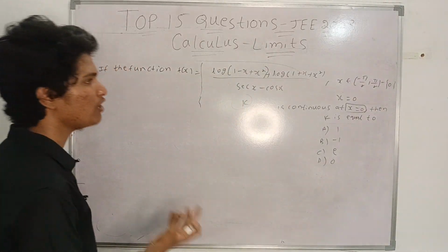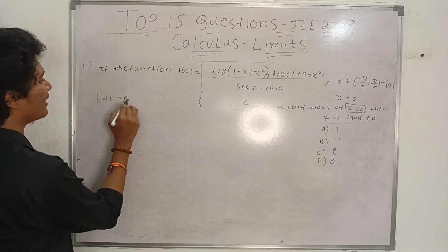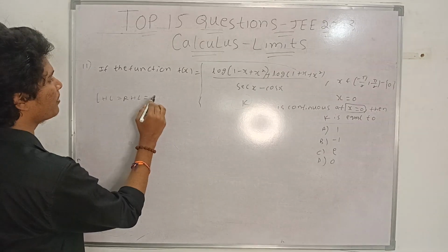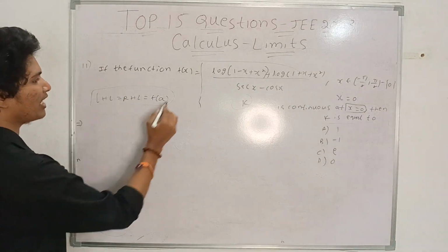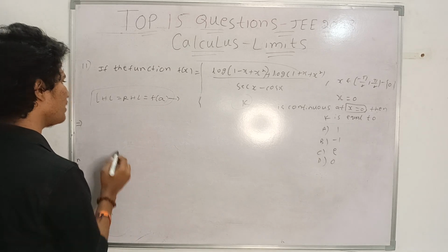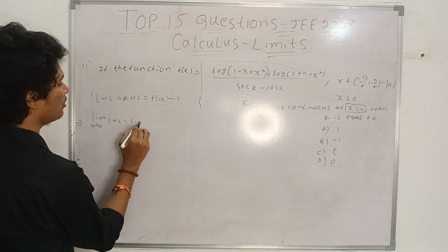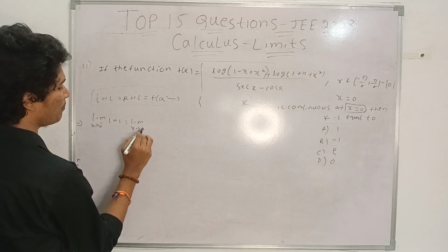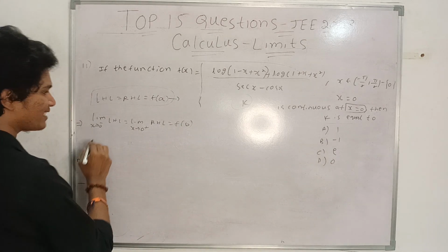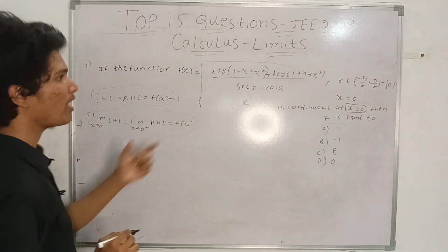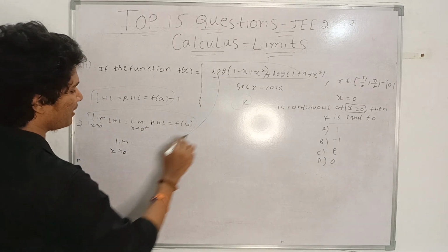When we say the function is continuous, it means the LHL is equal to the RHL, which is equal to the value of the function. So the function should be such that limit x tending to 0 minus, the LHL, is equal to limit x tending to 0 plus, the RHL, which is equal to the function value at 0. This is how we say the function is continuous. So now I am solving the limit as x tends to 0, this complete part.